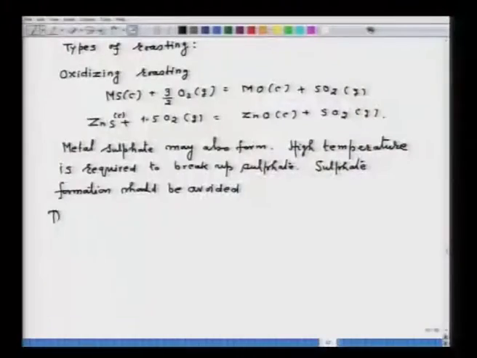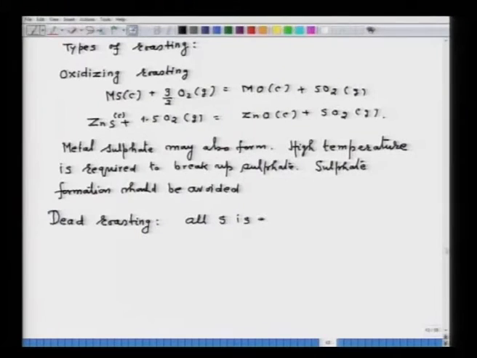Now, another important roasting is called dead roasting. The term dead roasting means when all sulphur is eliminated and the entire sulphide is converted to oxide. So, in dead roasting, all sulphur is eliminated. That is called dead roasting.